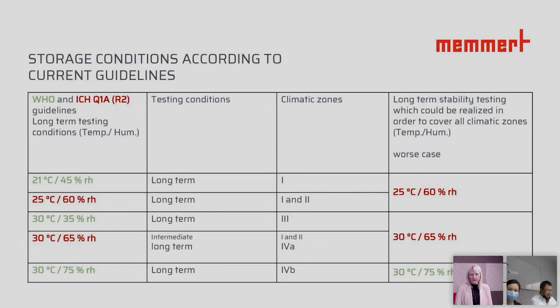To consider the worst case means that climate zones 1 and 2 could be covered, and that is what can be found in the ICH guideline. So in order to cover climate zones 1 and 2, we come up to 25 degrees, 60% RH. For intermediate testing, we have 30 degrees and 65% RH. And for climate zone 4B, which of course is not mentioned in the ICH guideline, this is done separately at 30 degrees and 75% RH. Let's go to the next file.